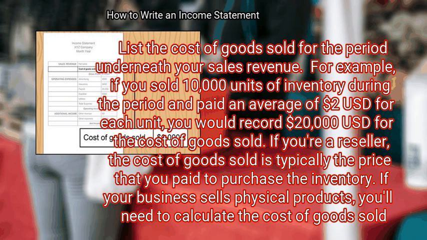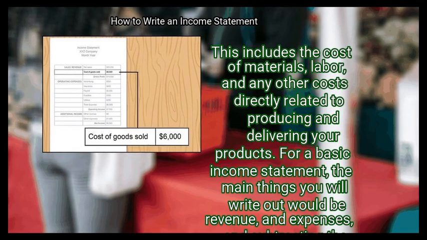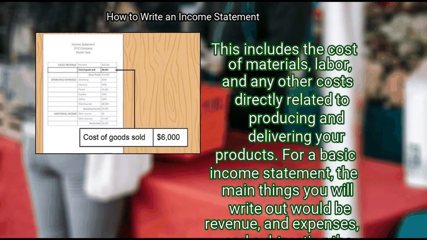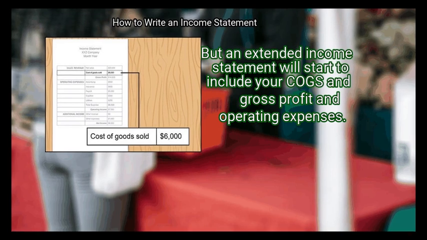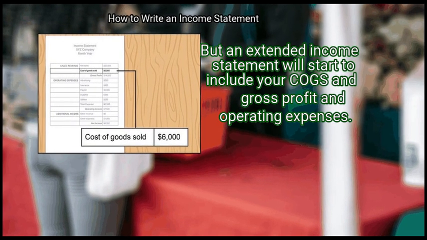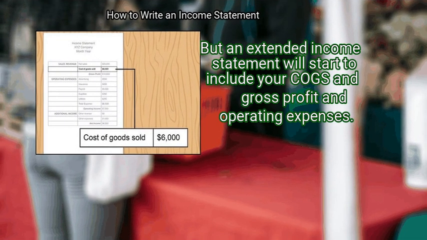If you are a reseller, the cost of goods sold is typically the price that you paid to purchase the inventory. If your business sells physical products, you'll need to calculate the cost of goods sold. This includes the cost of materials, labor, and any other costs directly related to producing and delivering your products. For a basic income statement, the main things you will write out would be revenue and expenses, and subtracting the two to get your net income. But an extended income statement will start to include your COGS and gross profit and operating expenses.